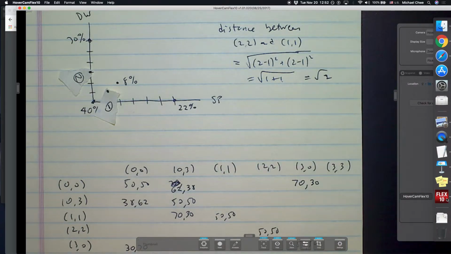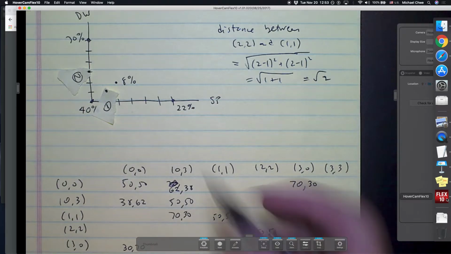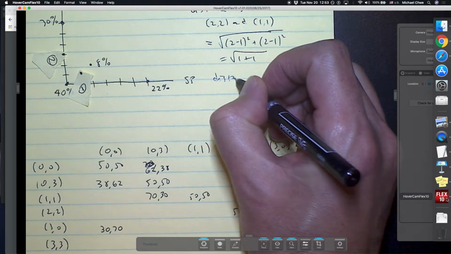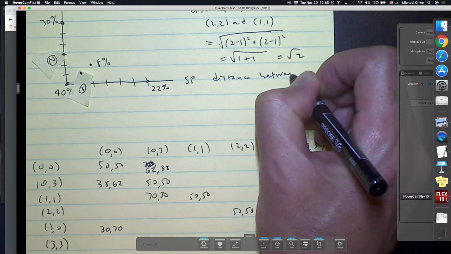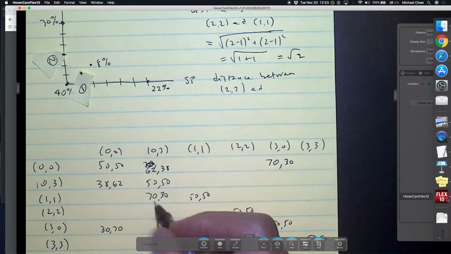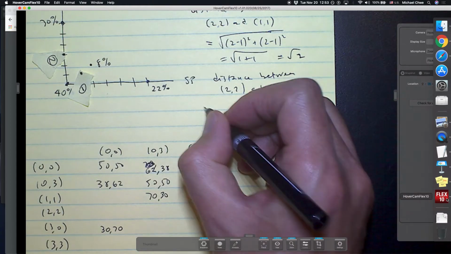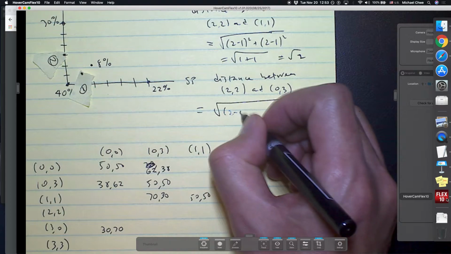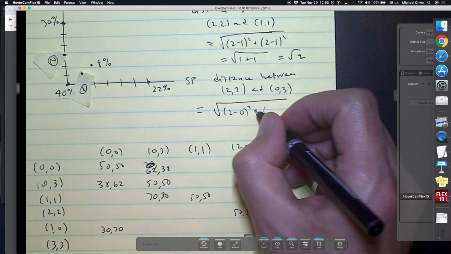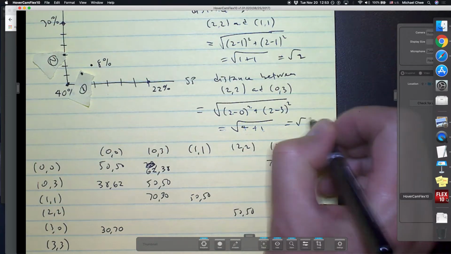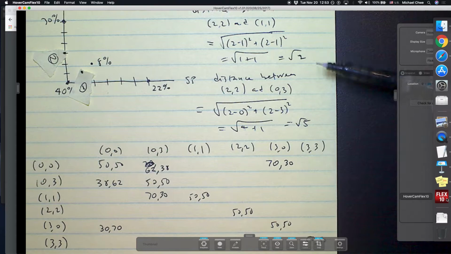Right? You see that? That's the distance between the Buddhists and 1. What's the distance between 2, 2, and where candidate 2 is at, 0, 3? That's the square root of what? 2 minus 0, the difference between the x-coordinates, and 2 minus 3. This is going to be the square root of 4 plus 1, square root of 5. Which is smaller, square root of 2 or square root of 5? Square root of 2, right?